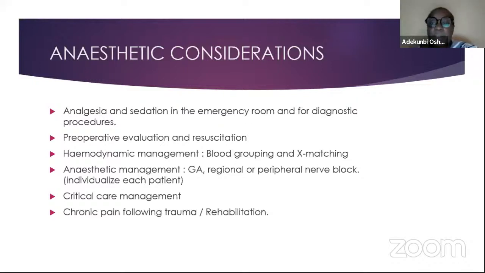How are you going to give proper sedation to such patients? Pre-operative evaluation and resuscitation: many times they come to the hospital just identified as unknown. Hemodynamic management, grouping and cross-matching. Do we have blood and blood products available? Is it always readily available? The anesthetic management of these patients should always be individualized. General anesthesia, regional or peripheral nerve block, which one do you want to perform? Depending on the presentation of the patient, definitely.